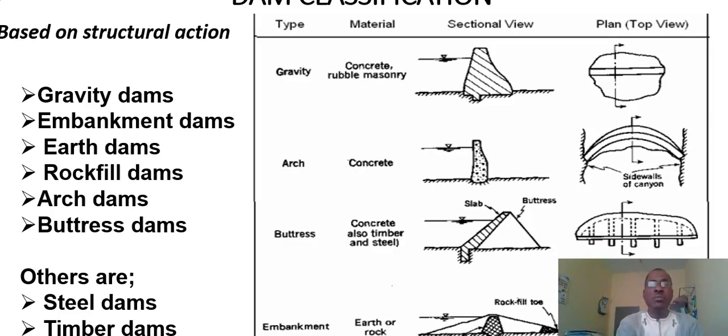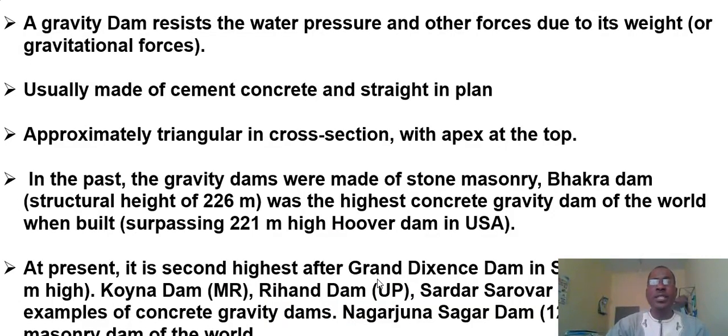In this classification, based on structural type, we have gravity dams, embankment dams, earth dams, rockfill dams, arch dams, and buttress dams. Others are steel and timber dams. As you can see, the types, materials, and sections are shown for each dam: gravity dams use concrete, masonry, and rubble concrete, and also timber and steel, and earth and rock for embankments. This classification shows how dams resist the water. The gravity dam resists water pressure and other forces due to its weight, that is, gravitational force.